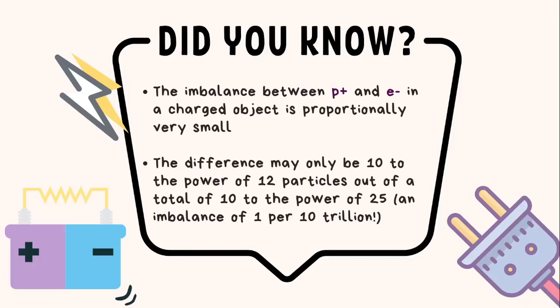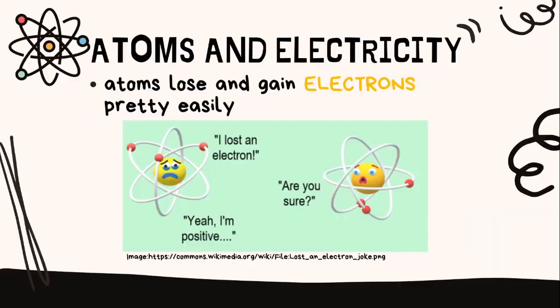Proportionally, that's just about 1 per 10 trillion difference, or 10 to the power of 12 out of 10 to the power of 25. Now, electrons move relatively easily from one atom to another. When an atom gains an electron, it has more negative than positive charges. When it loses an electron, it has more positive than negative charges. This movement of electrons between atoms is what causes the imbalance and what we know as the electric charge.